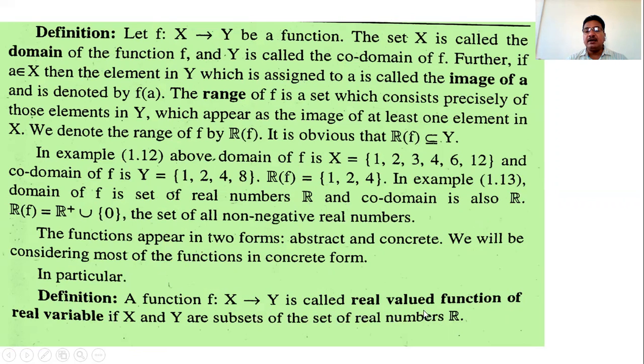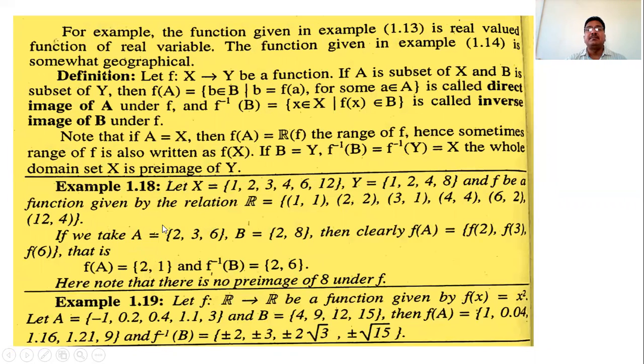The next definition is a real valued function. We say the function is real valued if X and Y are subsets of the real numbers; then we say the function is real valued of a real variable. We say the function is real valued if this Y is either capital R, the set of real numbers, or a subset of the real numbers. And we say the function is a real valued function of a real variable if X and Y are both subsets of capital R, that is the set of real numbers.